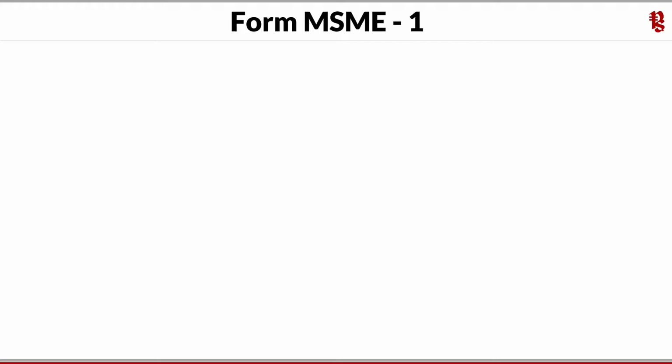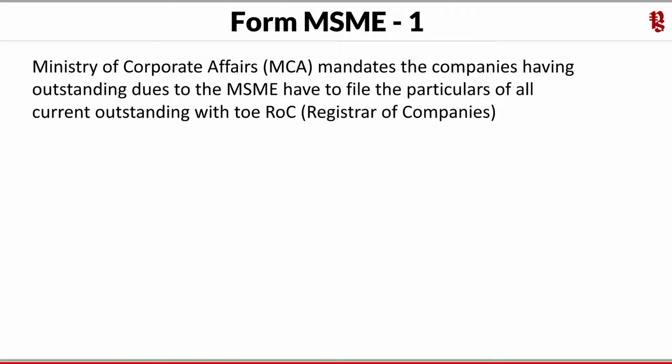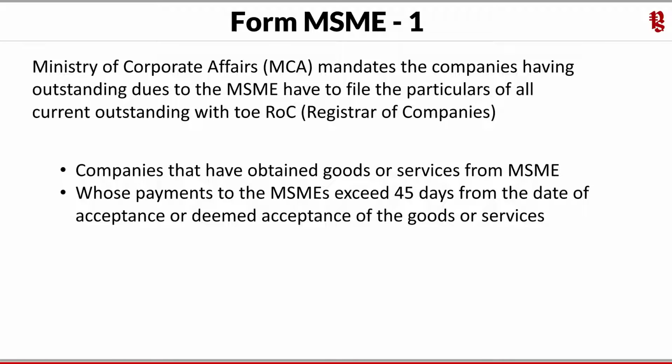What is this form MSME 1? The Ministry of Corporate Affairs, MCA, mandates that companies having outstanding dues to MSMEs have to file the particulars of all current outstandings with the ROC, that is, Registrar of Companies. Under what circumstances? Companies that have obtained goods or services from MSMEs and whose payments to the MSMEs exceed 45 days from the date of acceptance or deemed acceptance of goods or services.